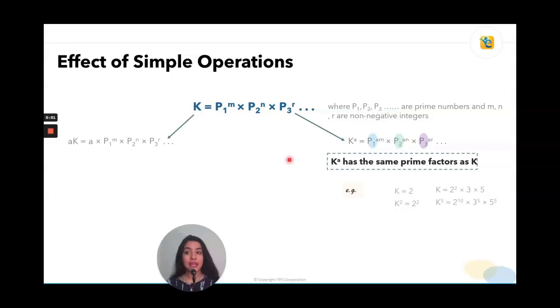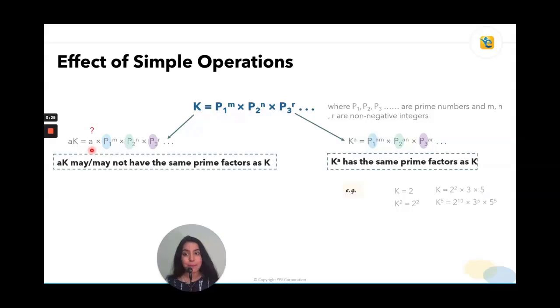Another operation we have is this, when we multiply something with k. So you're multiplying a to it. This is how the breakup looks, but I'm not really sure if a is in the prime factored form or not. Now I still see p1, p2, p3, the same prime factors as before, but I have no idea about a. And unless I know a, I can't give the exact prime factorization of ak. This ak may or may not have the same prime factors, so everything depends on a.